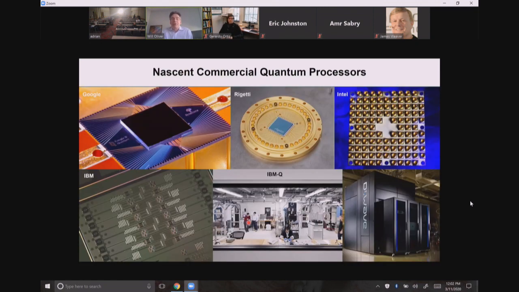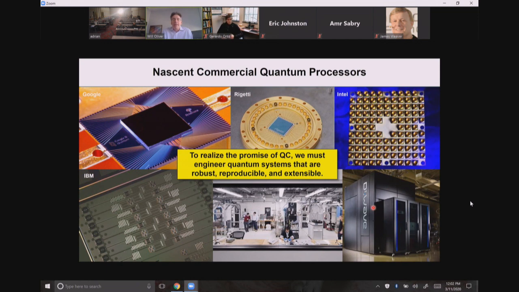If we look today at the processors we do have, these are them. We have the processor from Google, Rigetti, Intel, at least the backside. We don't actually see the processor here. IBM and the online quantum computers that they have, as well as the D-Wave system, which is a quantum annealer, and that's also online. But again, I want to emphasize we're at the first mile of a marathon, right? To realize the promise of quantum computing, we have to make much larger systems. We have to engineer quantum systems. They've got to be robust.